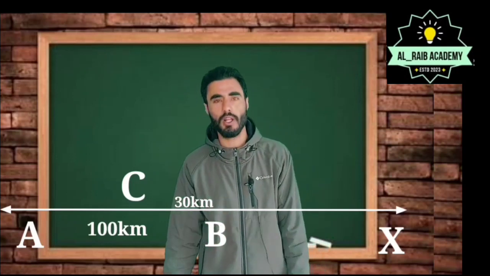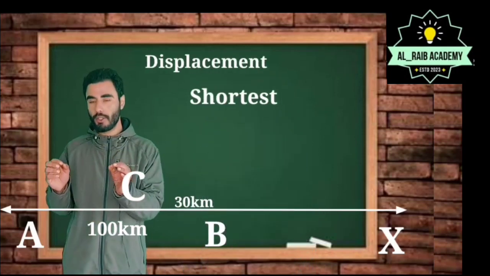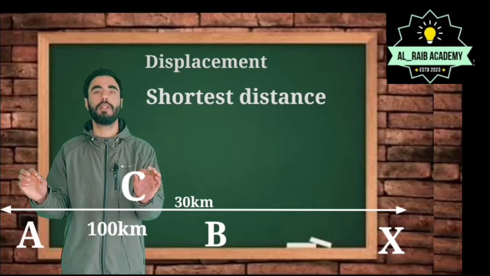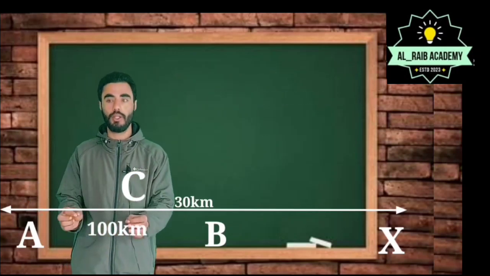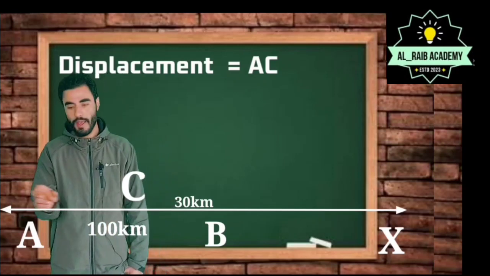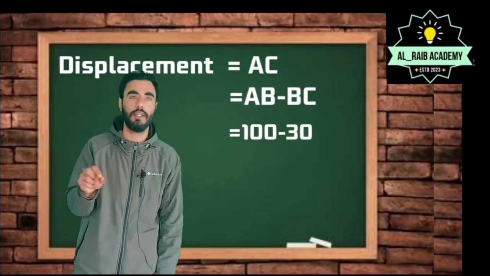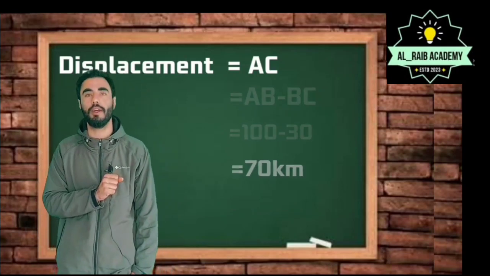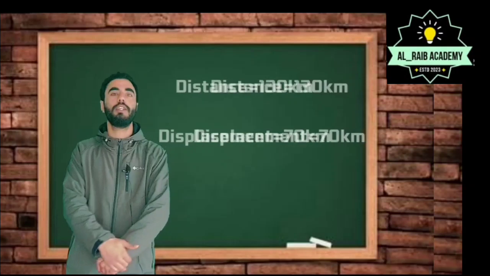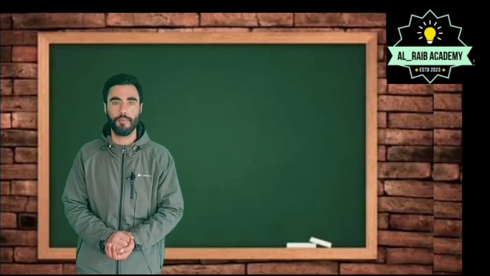Is the displacement also 130? Not necessarily. As we said, displacement is the shortest distance between the two locations. So the shortest distance from A to C is the difference of AB and BC, which comes to be 100 minus 30, that is 70 km. So the distance and the displacement need not always be of equal magnitude.